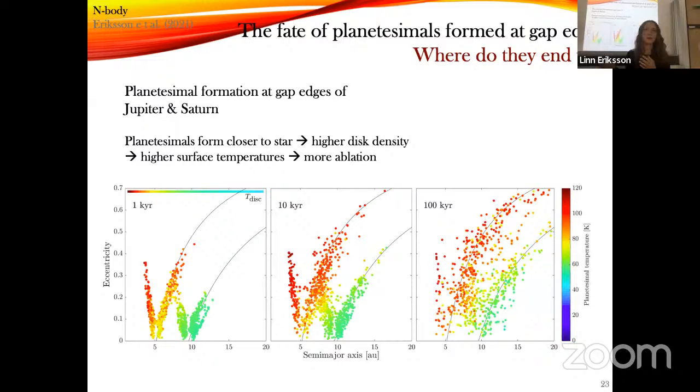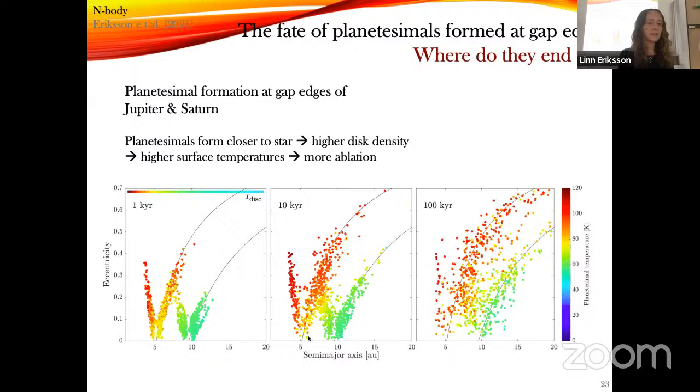And since these planets are much closer to the star, it means that the density where the planetesimals form is higher, meaning that they will get higher surface temperatures and thus experience more ablation. So here I show a similar simulation, but now we have Jupiter and Saturn instead at the current positions, and we once again form planetesimals at the gap edges. And just like before, they scatter, they distribute, but now you can see that the temperatures are much higher here.